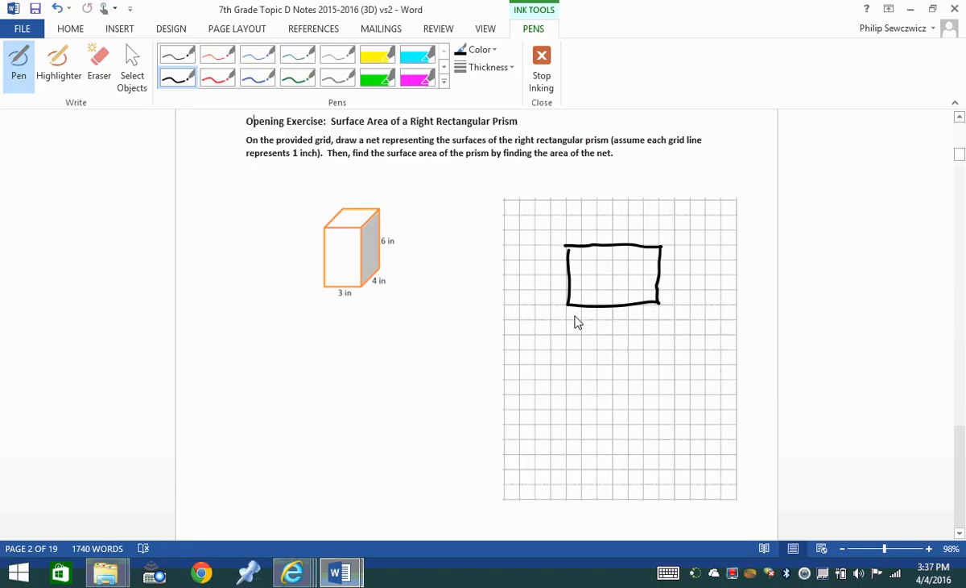Opposite of that, let's try it again. 6 by 3. Opposite of that, we're going to have a 6 by 4 again. 1, 2, 3, 4, 5, 6, and by 4. 1, 2, 3, 4. There we go. Which means the opposite of that is going to be another 6 by 3.